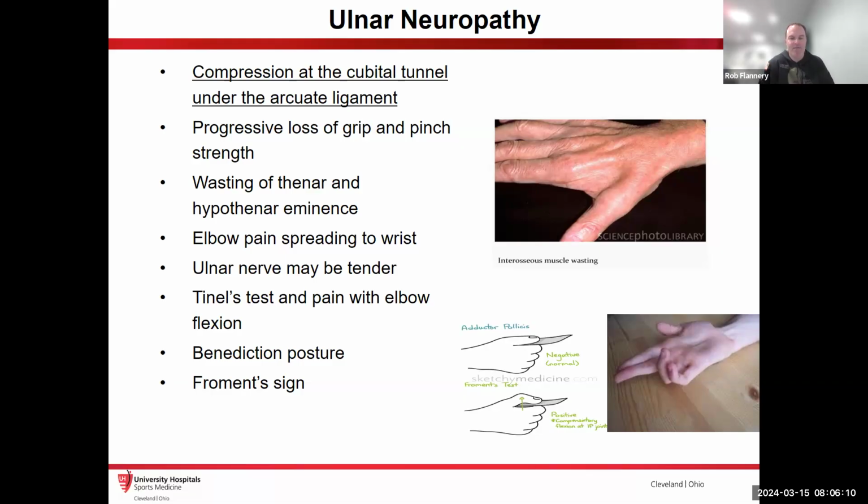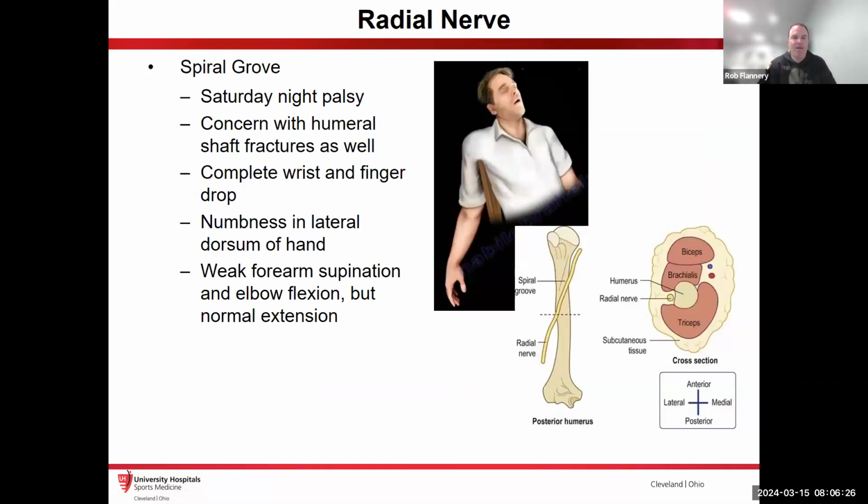Benediction posture, and then Froment's sign. Froment's sign you can see down here, gripping the paper, where you can't keep that thumb flat against the paper. That IP joint tends to be flexed or is flexed.